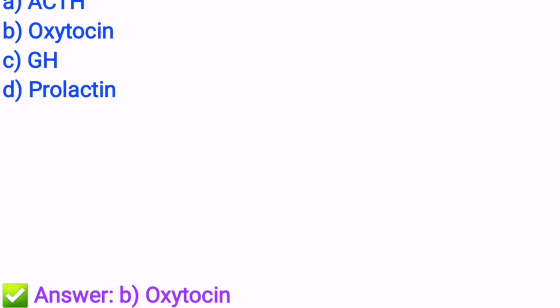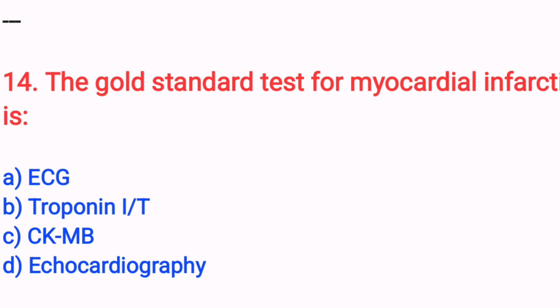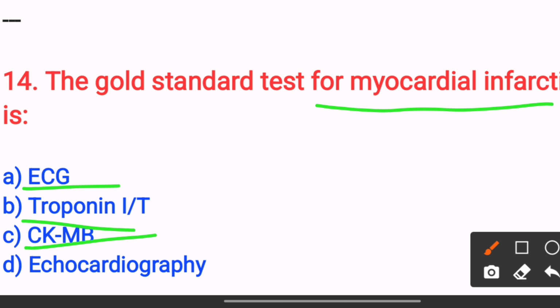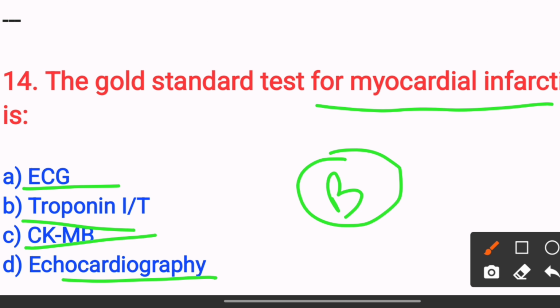Next, the gold standard test for myocardial infarction is option A ECG, option B troponin I or T, option C CK-MB, option D echocardiography. The answer is option B troponin. Troponin T is the most specific biomarker for myocardial infarction, the gold standard test for myocardial infarction.